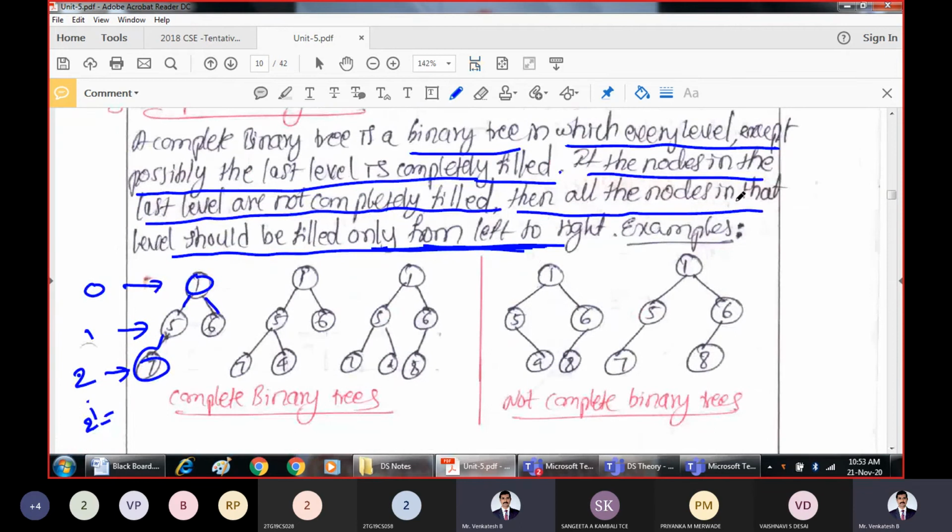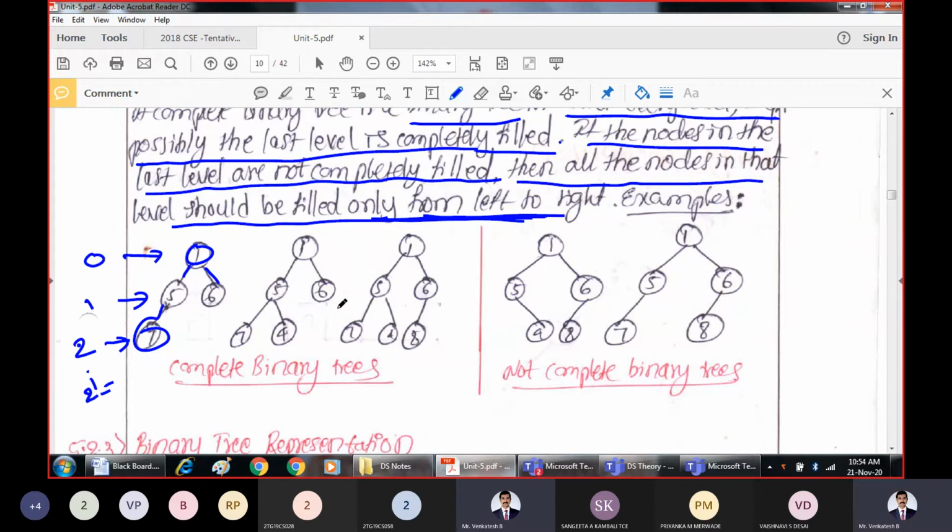If the nodes in the last level are not completely filled, then all the nodes in that level should be filled only from left to right. So we have started filling from left to right. So then it is a complete binary tree. If you write like this, then also it is a complete binary tree.